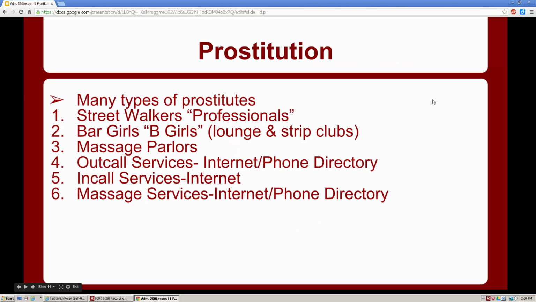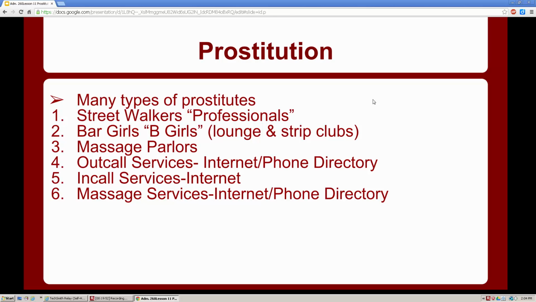We're going to talk about a number of different prostitutes. There's about 6 that we look at. First one is your streetwalker. They're the ones that have been termed as professionals, even though all of these women or men engaged in this type of prostitution are professional if they do it for any length of time. But the most basic one is a streetwalker.